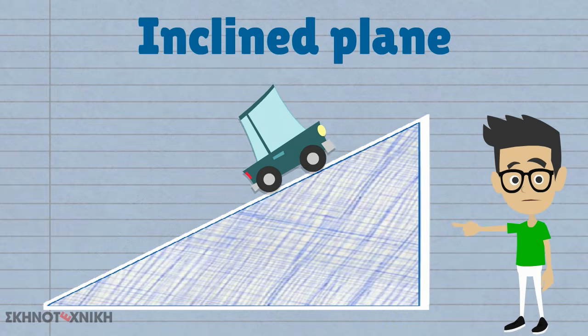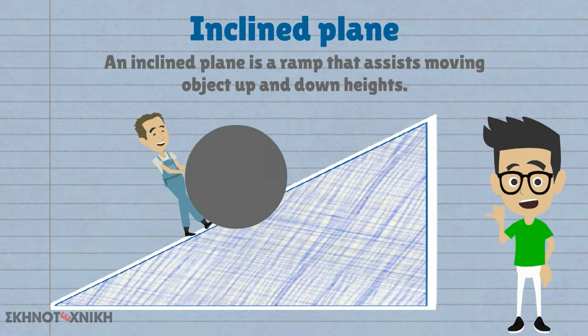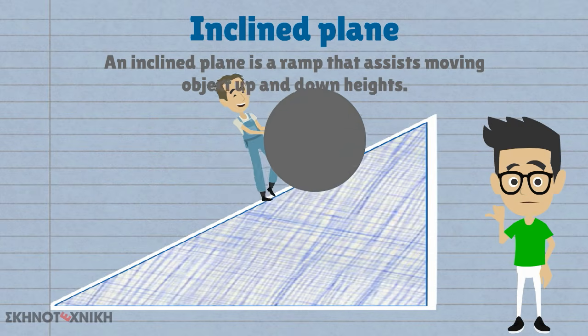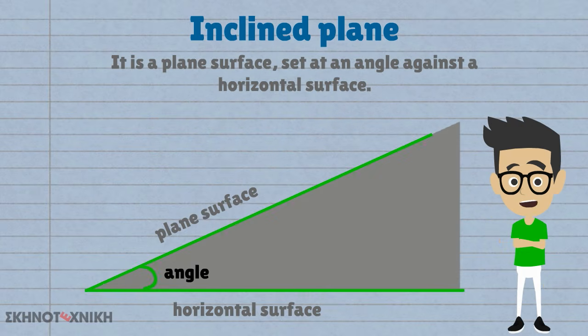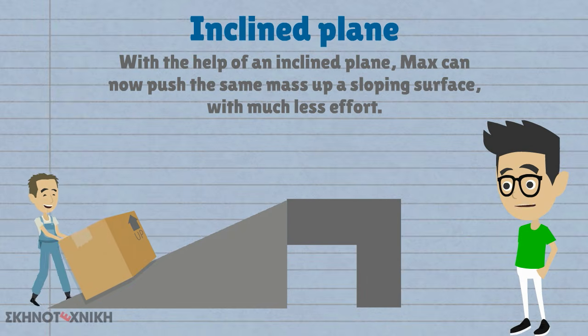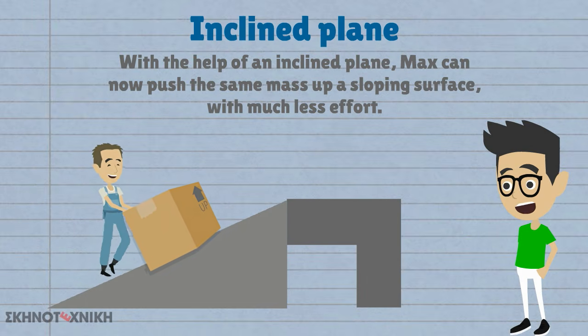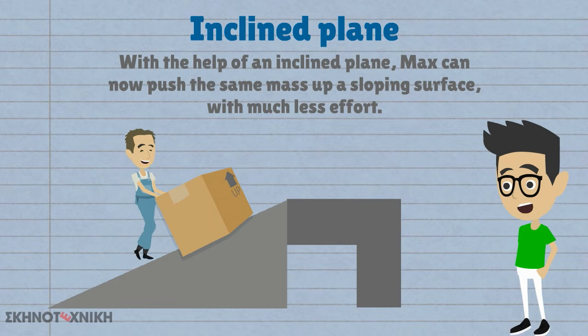Inclined plane. An inclined plane is a ramp that assists moving objects up and down heights. It is a plane surface, set at an angle against a horizontal surface. If Max wants to lift and place this box on a ledge, it is a bit difficult. With the help of an inclined plane, Max can now push the same mass up a sloping surface, with much less effort.